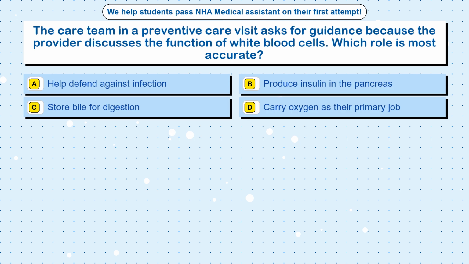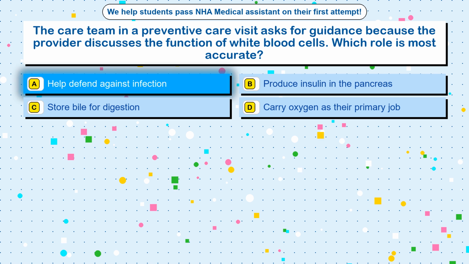Question 73. The care team in a preventive care visit asks for guidance because the provider discusses the function of white blood cells. Which role is most accurate? Option A. Help defend against infection. Option B. Produce insulin in the pancreas. Option C. Store bile for digestion. Option D. Carry oxygen as their primary job. The correct answer is option A.